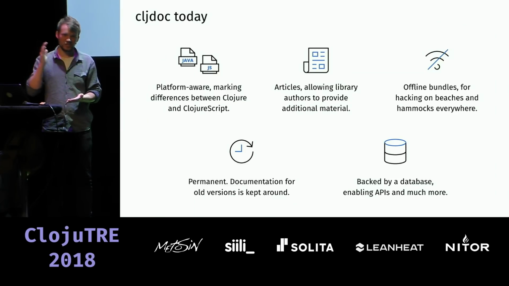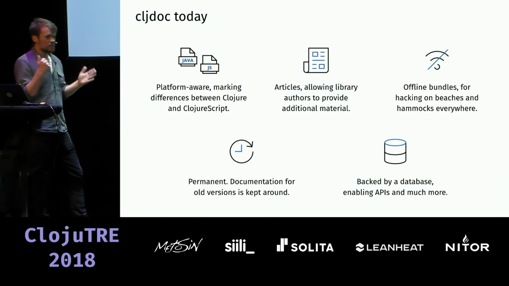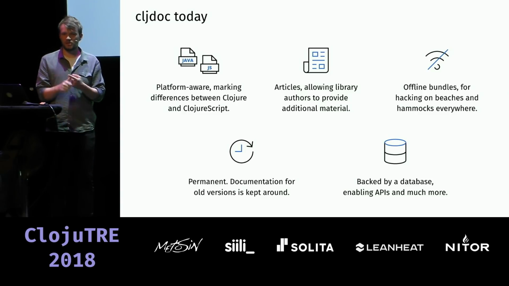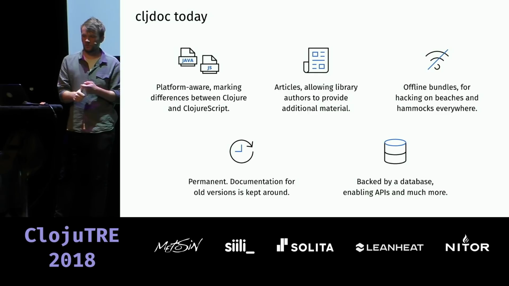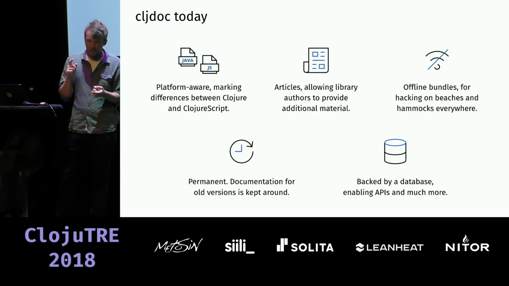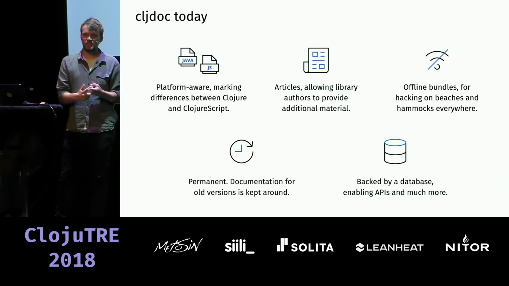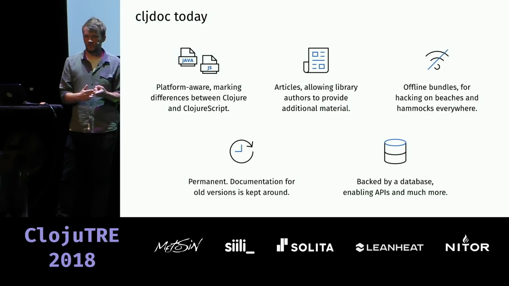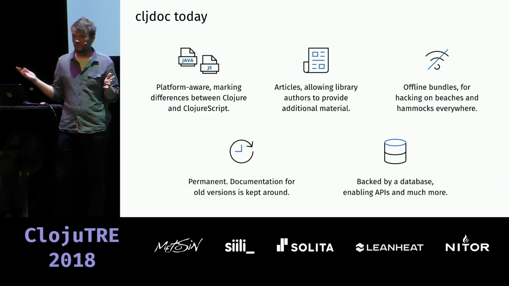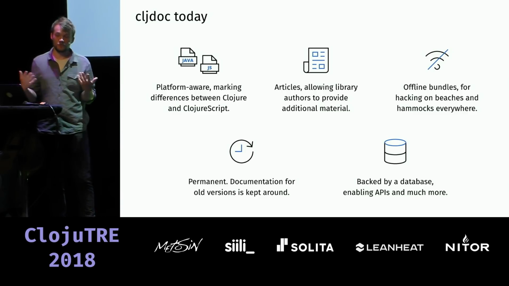In summary, CLJ Doc today is totally platform aware. It knows what's going on in ClojureScript. It knows what's going on in Clojure. We have articles and API documentation on the same page, allowing you to easily switch between those. You can download the documentation for offline use. Everything's versioned, so if you want to view old documentation because you couldn't upgrade your library, just do it. And last, but certainly not least, it's backed by a database, enabling all kinds of interesting things that we may not yet even foresee.